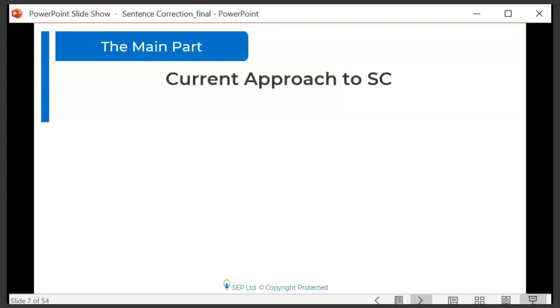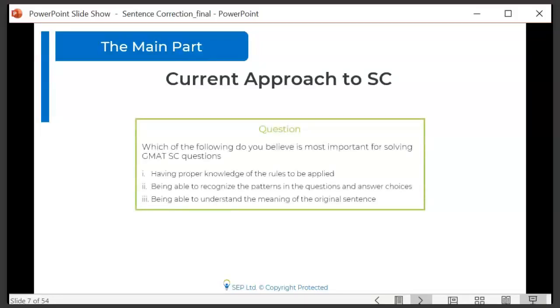So before I start the webinar on SC, I want to know from you what approach you currently follow when you are solving SC questions. I'll put up a couple of questions, and for each question I will put up a poll. I want you to answer the poll, and then we will take this forward. So here is the first question for you, and let me just put up the poll.